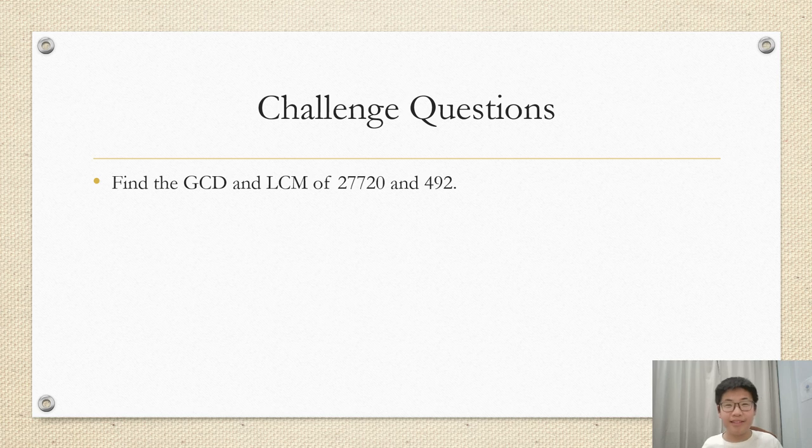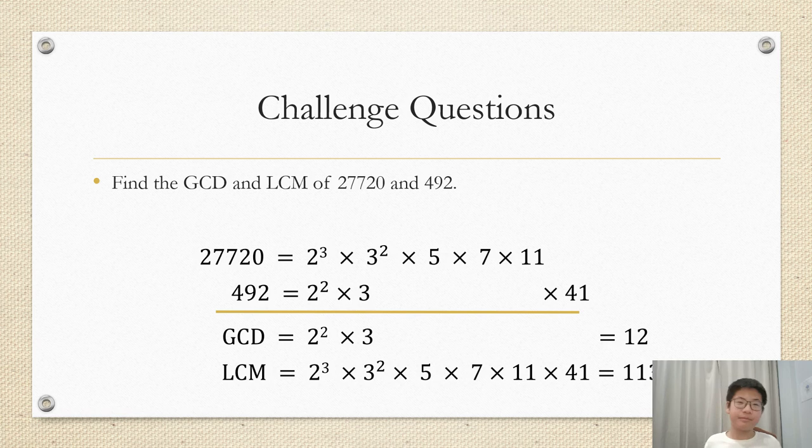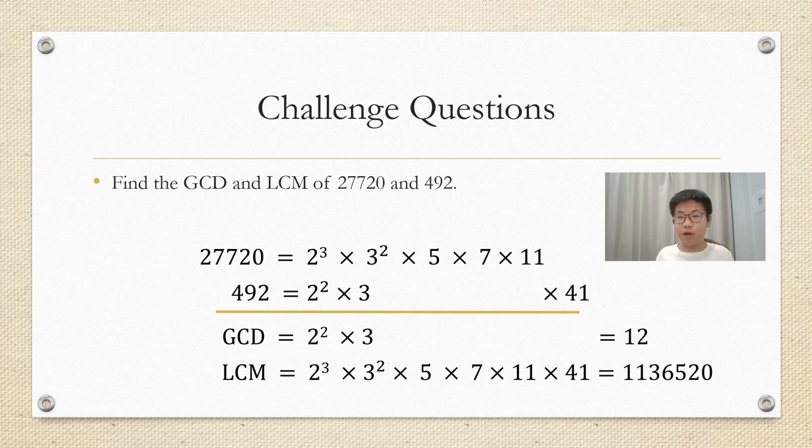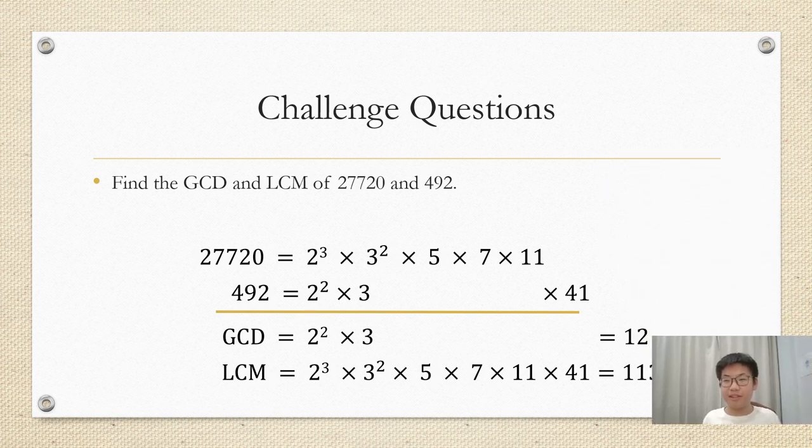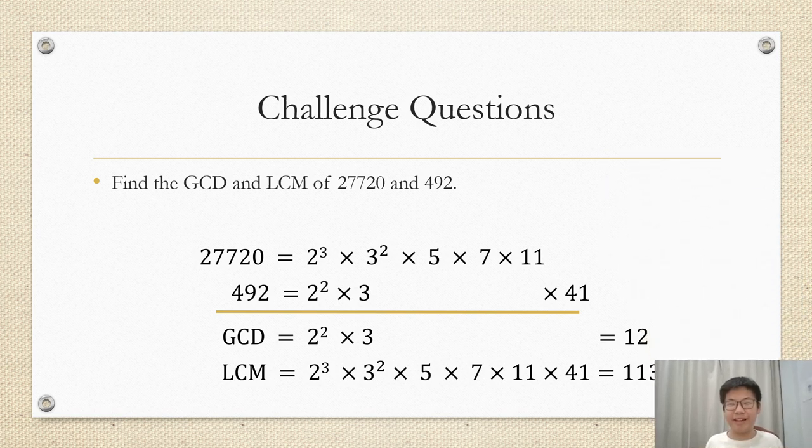What about this? Pause the video if you want to work it out. Here's a hint. Figure out the prime factorizations of both numbers first. Worked it out yet? So the GCD is 12 and the LCM is, I don't know if you can see this, but it's 1136520. See what I done there? I just moved my cam.